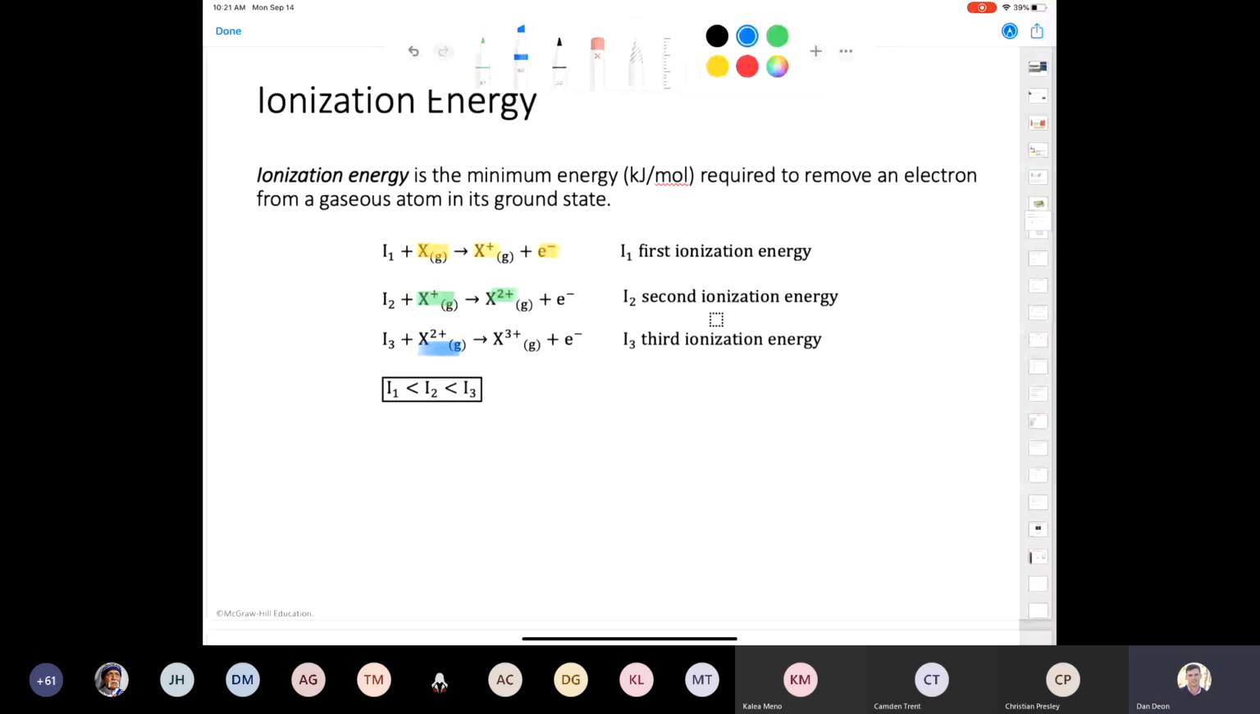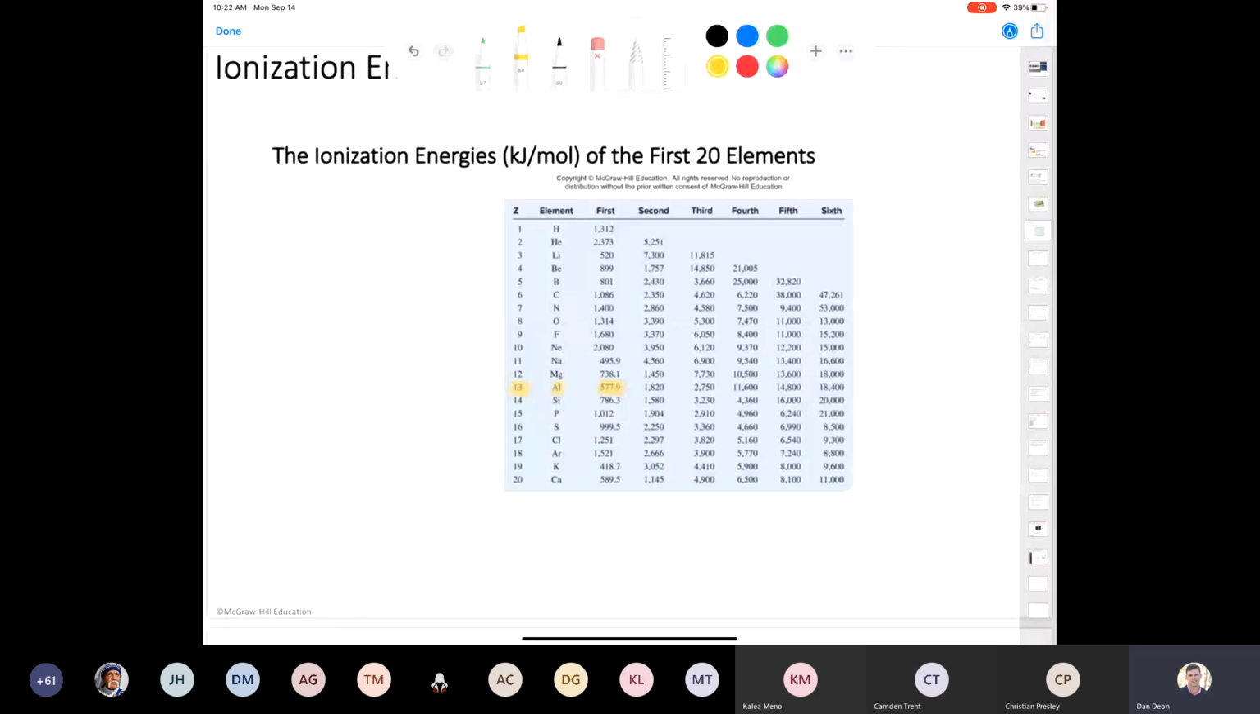So if you look at the first 20 elements, you can see that, let's just pick any element at random. We'll pick aluminum. I don't know why, but let's just choose it. You can see that the first electron takes 578, this is kilojoules per mole. The next one takes triple the amount. The next one, right? And then all of a sudden it makes this huge jump, okay? More and more and more, okay?